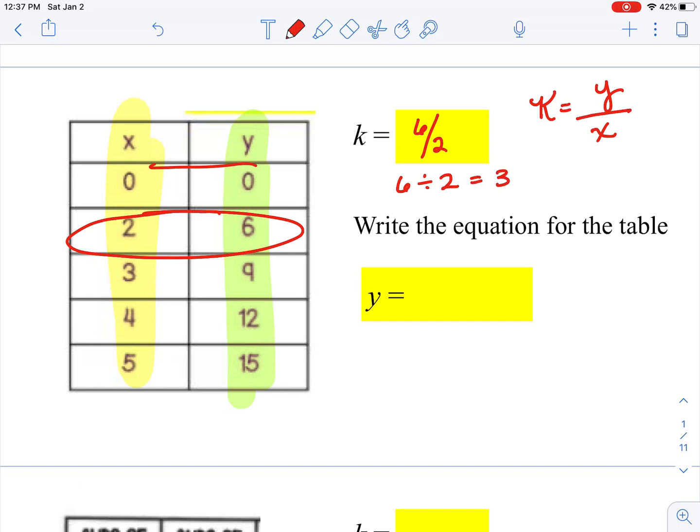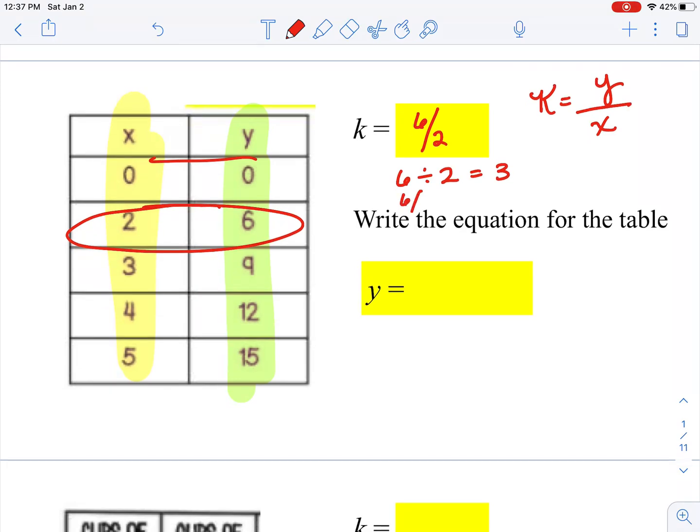So I could give multiple answers here for my K. We start out with 6 over 2. I could also reduce that by 2, save it like a fraction, and that would be 3 over 1. So I could say my answer is 6 over 2, I could say my answer is 3, I could say my answer is 3 over 1. Now, do I have to give all three of these answers? Nope, I do not. Just one of them, any of them, is correct.